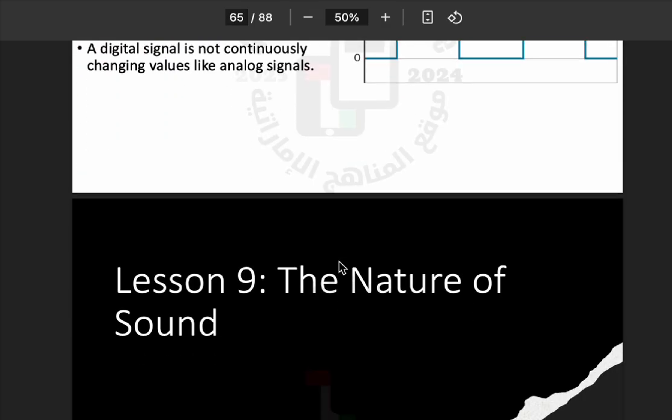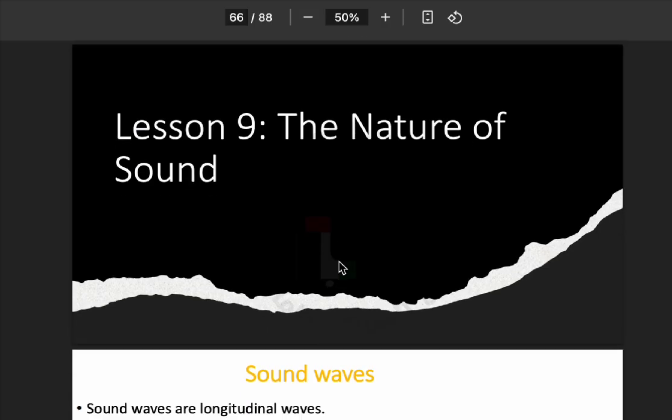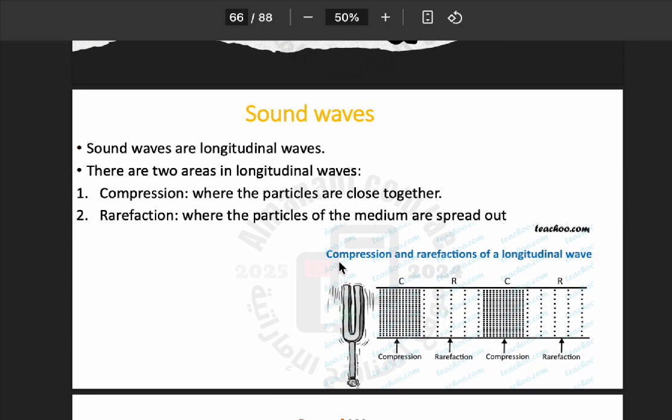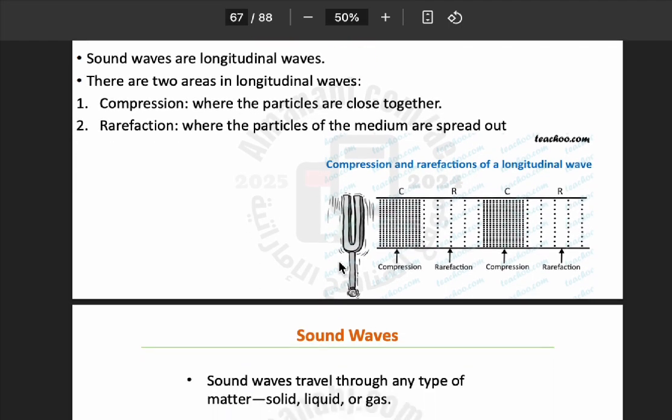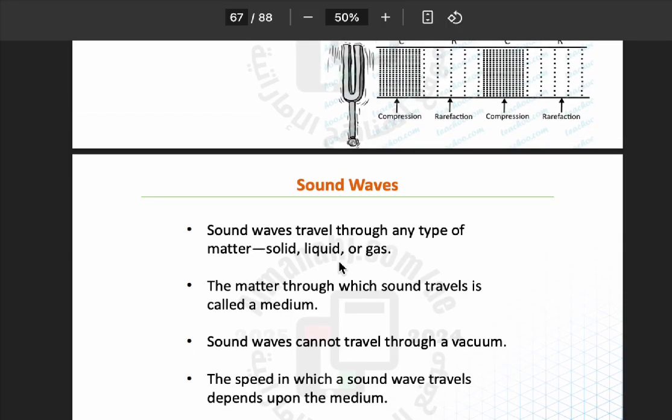Lesson 9. The nature of sound. Sound waves are longitudinal and need a medium to travel. They consist of compressions and rarefactions. The type of medium affects the speed of sound.